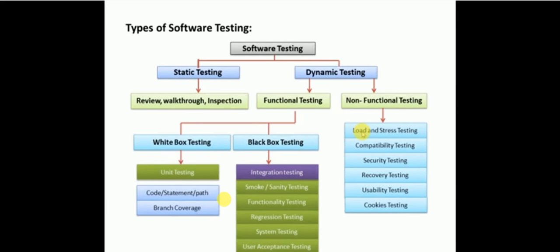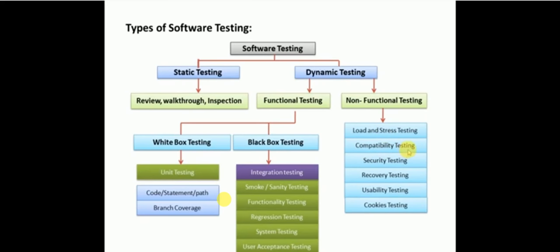Load is checking how your system behaves at peak time. When a huge traffic comes, how does your system behave? Maybe the responsiveness is a bit slow. And what is stress? Stress is checking the breaking point of your system, like putting on load and checking at what extent your system breaks.